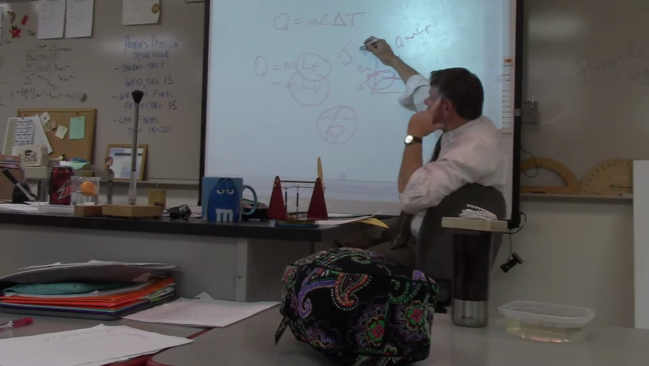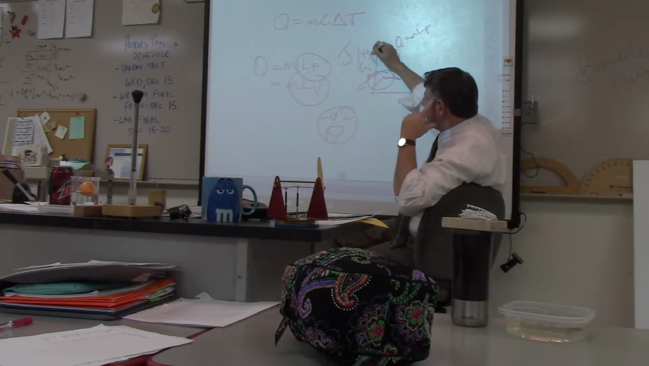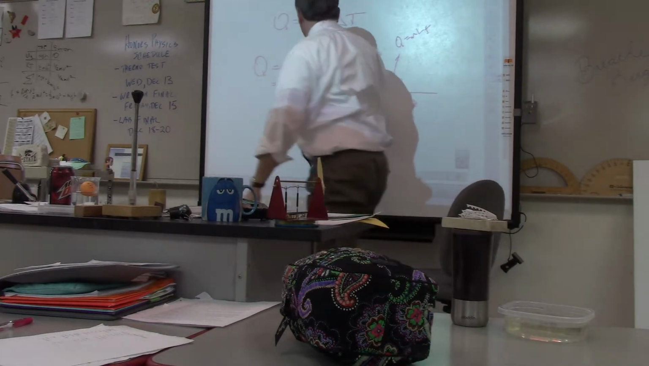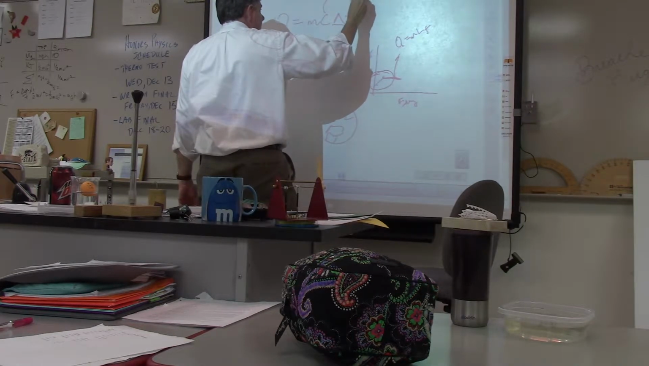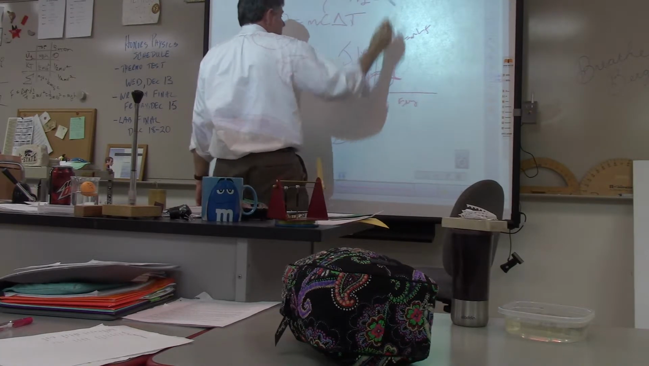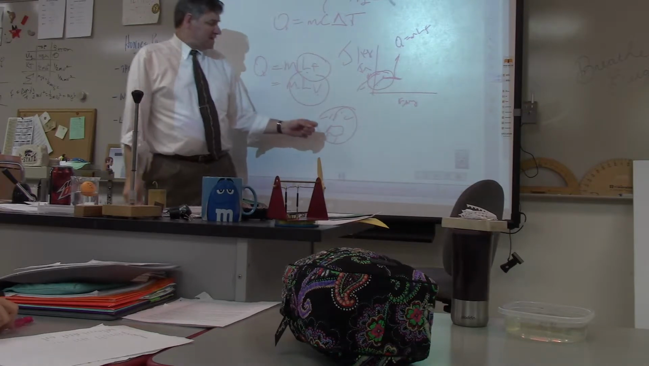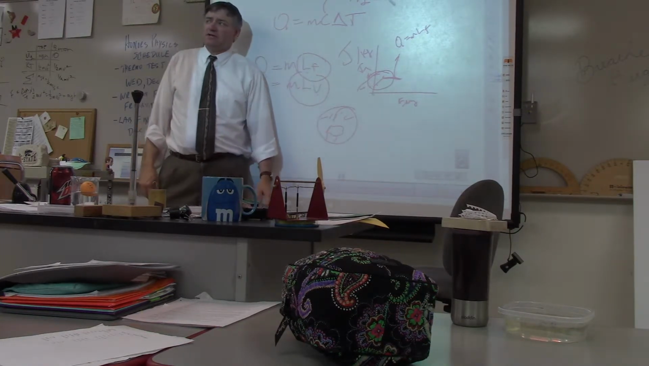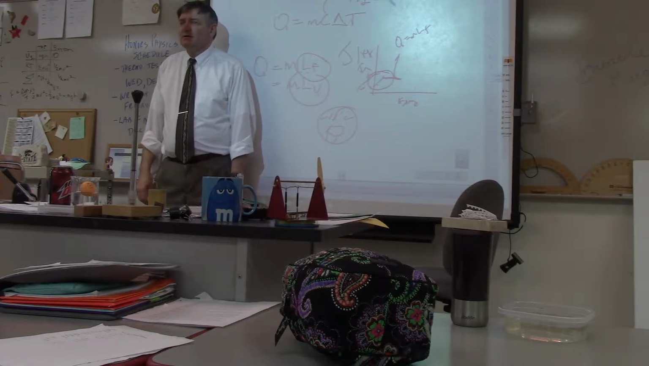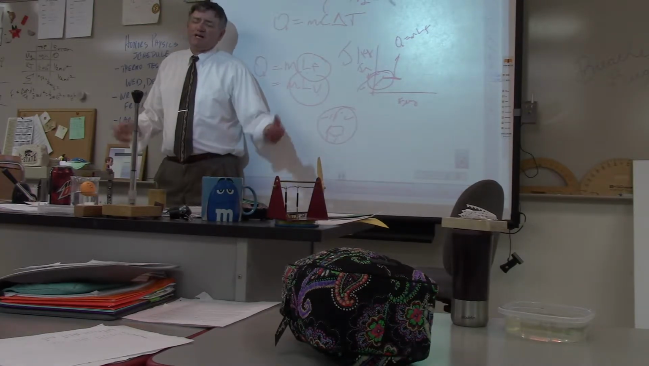Joules per kilogram. Now, what are the units for specific heat, though? Joules per kilogram, degrees Celsius. Why don't you think we have degrees Celsius on latent heat of fusion or latent heat of vaporization? Because the temperature doesn't change.